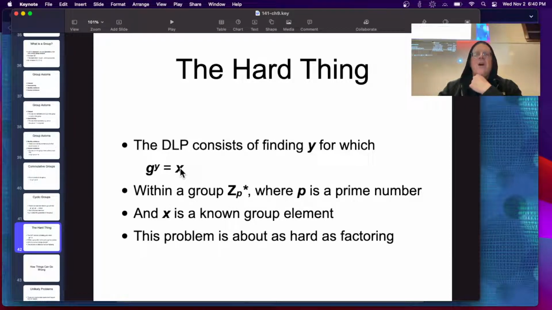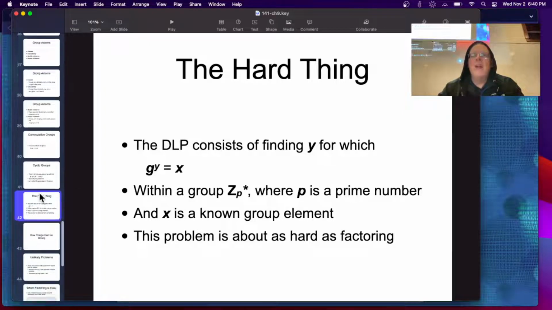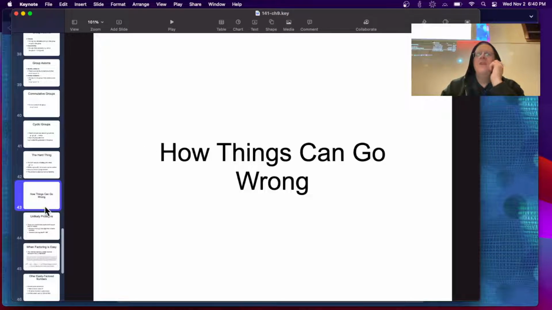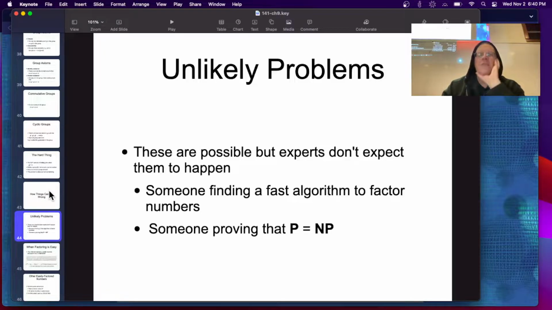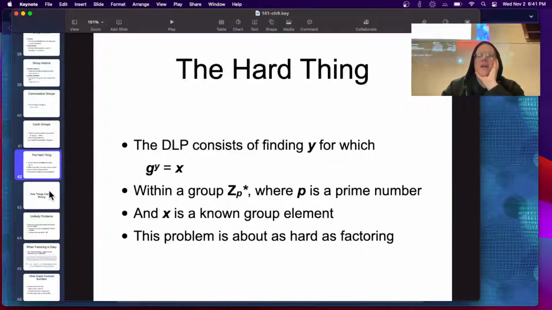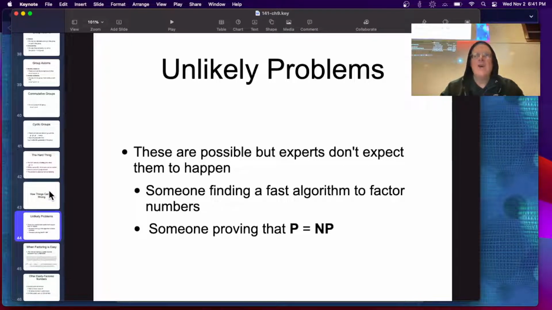And then you can prove this problem is about as hard as factoring, and factoring was considered very hard, and RSA was trusted for a long time, and it's still used today, but we're going to have to stop it if we ever get our quantum computers working well. Anyway, so that's the generic discrete logarithm problem, and we're going to talk about it. So anyway, it may seem a little abstract, but we'll be doing some real hands-on with it eventually. So things that can go wrong. For example, if somebody found a fast algorithm to factor numbers, that would ruin it.